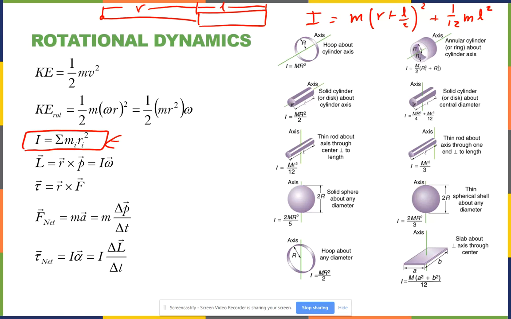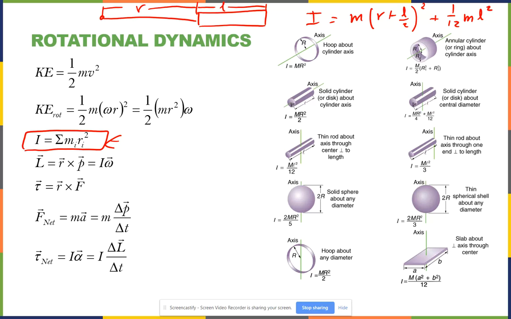Now on this page, I have lots of equations. Each one of these equations is rotational except for the first one. The first one is our definition of kinetic energy, 1/2 mass times speed squared. It's a scalar, has no direction. When we have something rotating, each piece has a different speed. And so once again, it's hard to talk about the rotational kinetic energy.